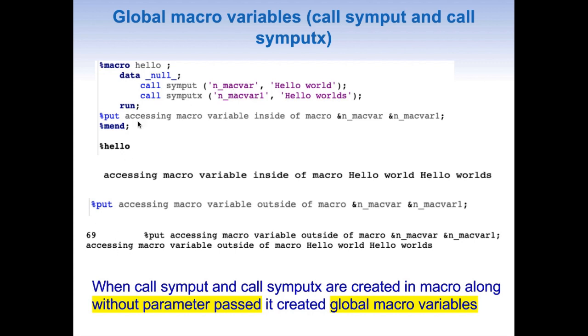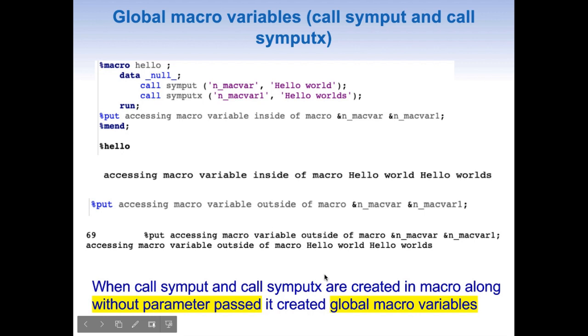And once I compile and execute this macro, I can access these macro variables outside of the macro by simply using %put and the macro variable names here. And you can see I can access these macro variable values. I have made a very detailed video about call symput and call symputx, and I will give the link in the description below. I would not like to talk about them here. I just want to talk about the scope.